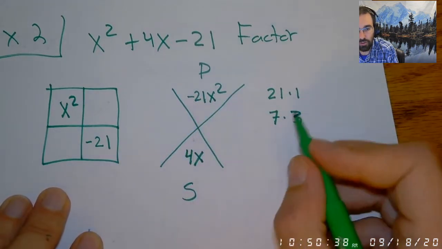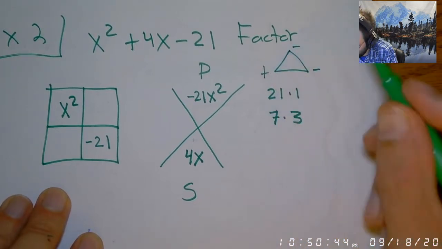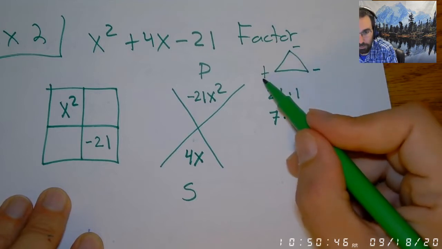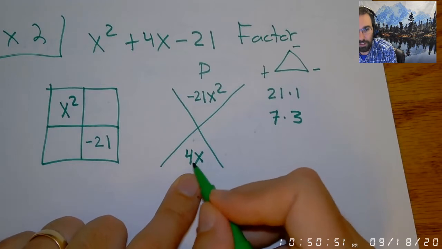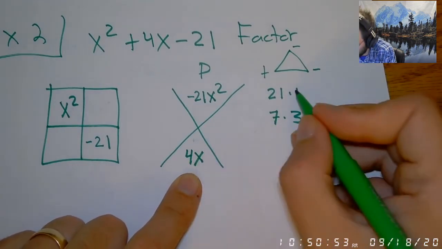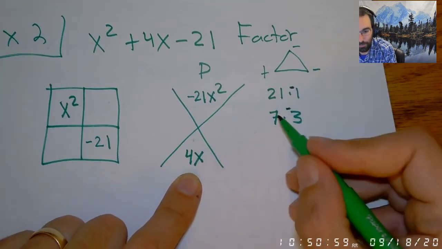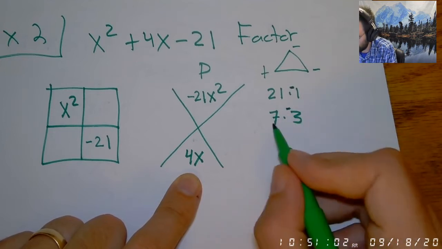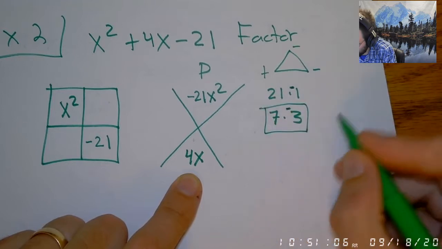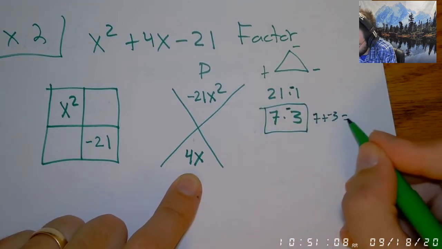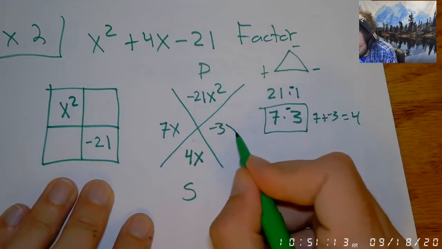Now it's negative, which means only one of these is negative, right? If we take a look at this triangle, to get a negative, one of them has to be positive. So that means I take a look at this. See how this is positive? That means the bigger number has to be positive. So that means this one, right? Because if I'm adding and I get a positive number, the bigger number has to be positive. So let's check this. What's 7 minus 3? Okay, 7 minus 3 equals 4. So I'm going to have 7x and negative 3x.